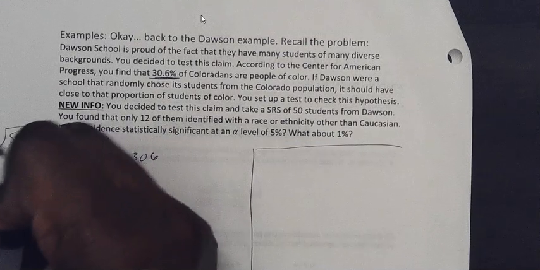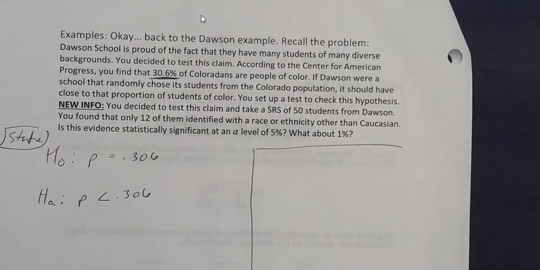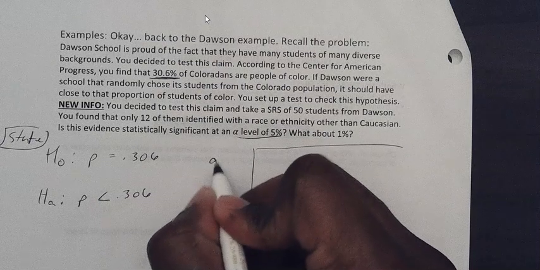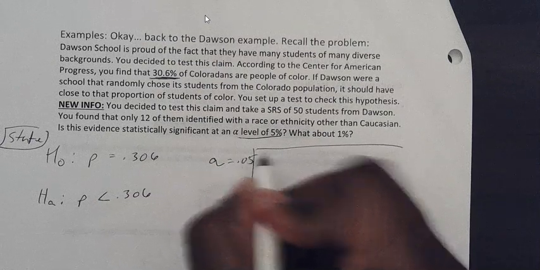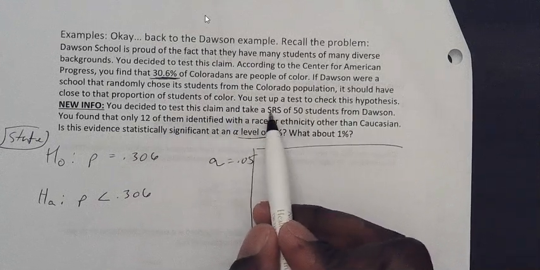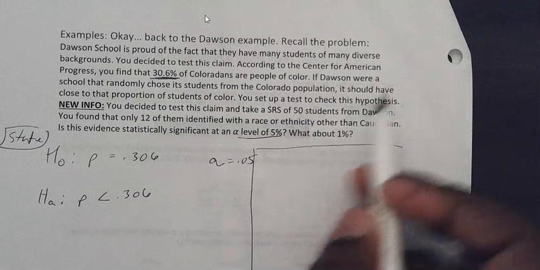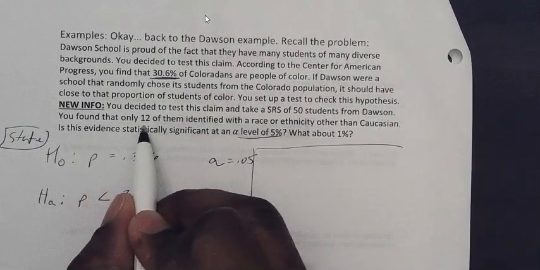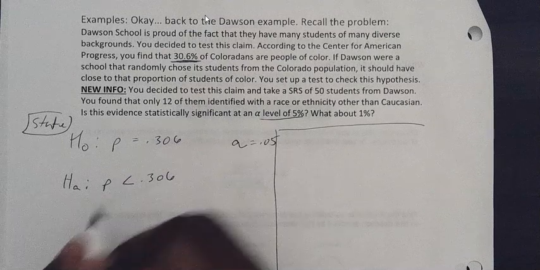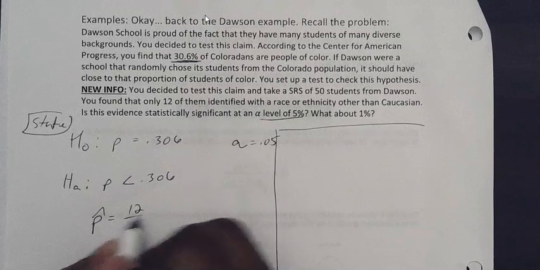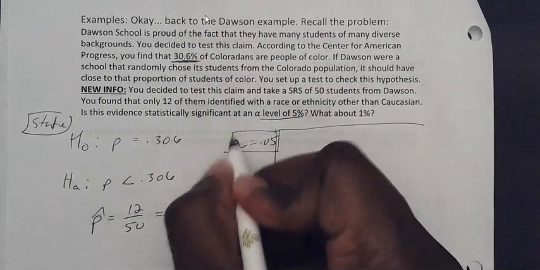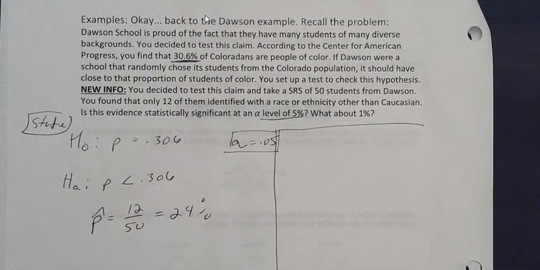All right, so that's my state part. So we're going to state before we begin. Let's get some things out of the way. They said that the significance level is 5%. So alpha is 0.05. And they gave us some other information as well. They said you decide to test this claim. You got a simple random sample of 50 students from Dawson, and you found that 12 of them identified with a race or ethnicity other than Caucasian, as in people of color. So I know that p-hat is 12 out of 50, which is 24%. So I got my significance level decided, and I got my p-hat value decided.